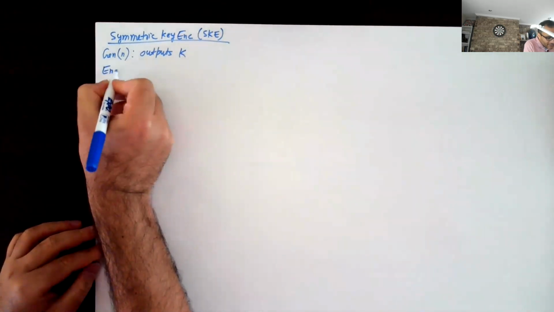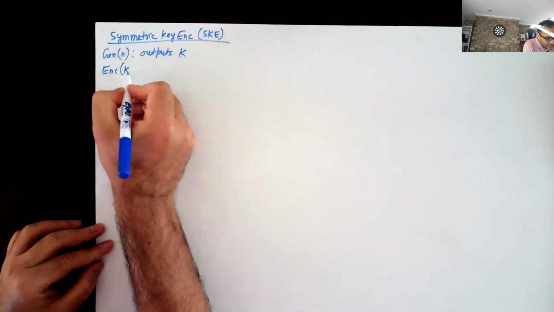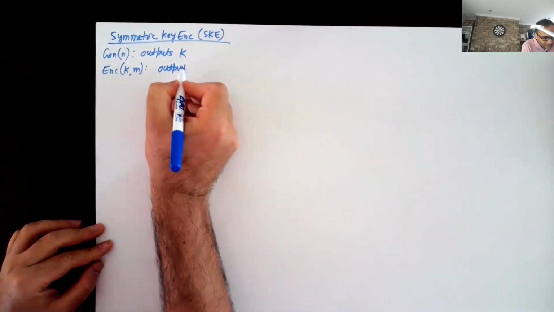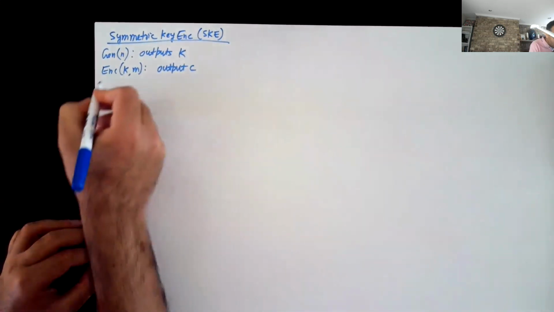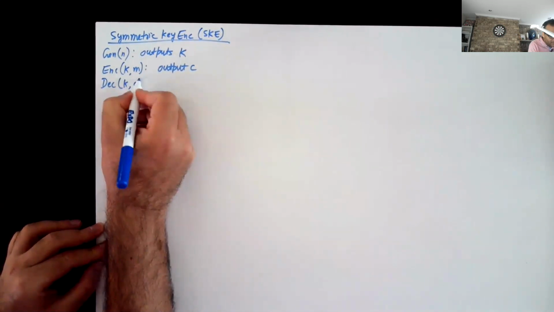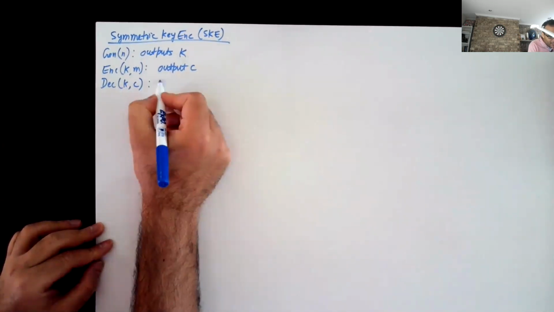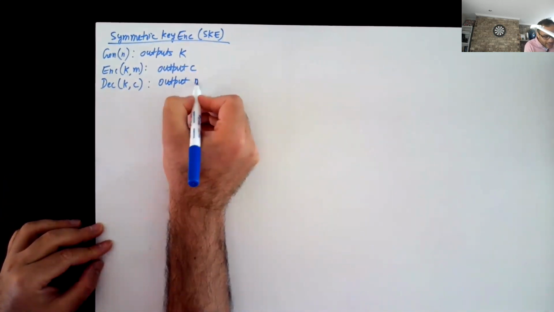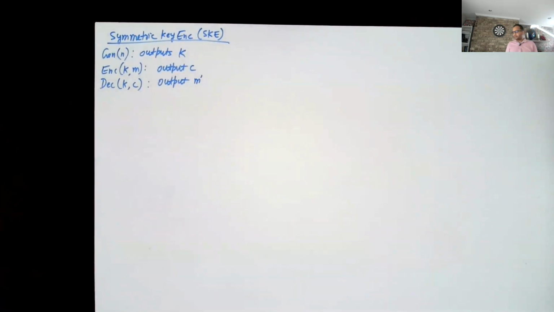Then we have our encryption algorithm, which takes the key, takes the message, and it's supposed to output the ciphertext C. And then we have the decryption algorithm, which takes the same key and the ciphertext, and it outputs some message. Let's call it M prime. Okay. So this is just the syntax. And when do we call a symmetric key encryption scheme to be a good symmetric key encryption scheme?